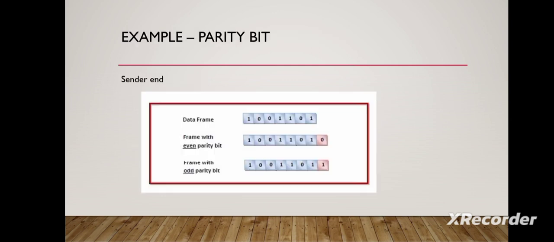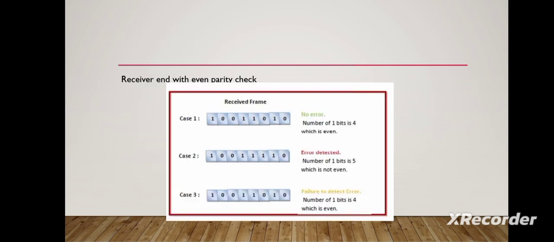Here the data to be sent is 1001101. Here the number of ones is 4. For even parity check, 0 is added, as the number of ones is 4, which is even. And for odd parity check, since the number of ones is even, 1 is added.